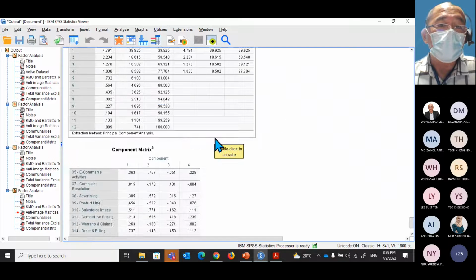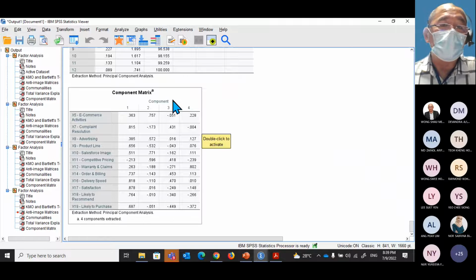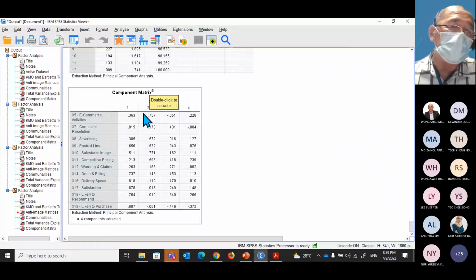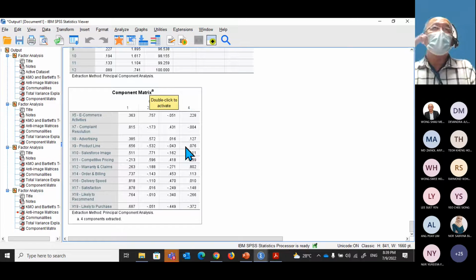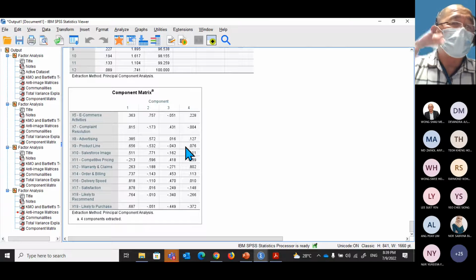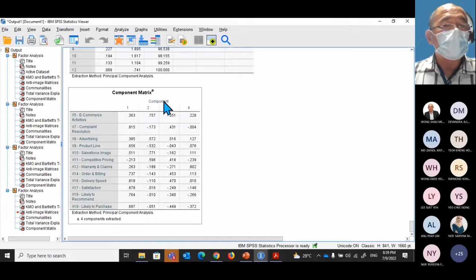So and then you see here we got 4 components. 1, 2, 3, 4. These values are what we call the factor loading. Factor loading means it's the correlation between each variable and the factor. These are the factors, also called components.